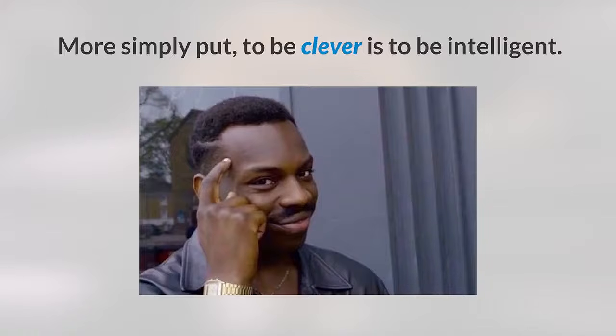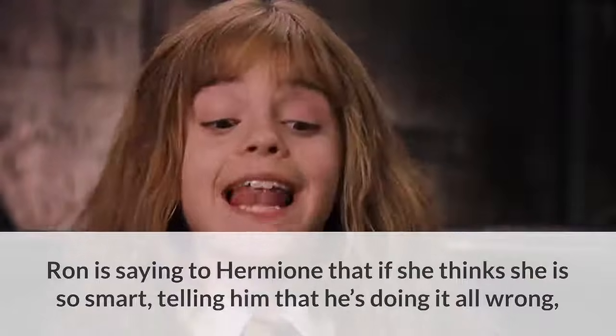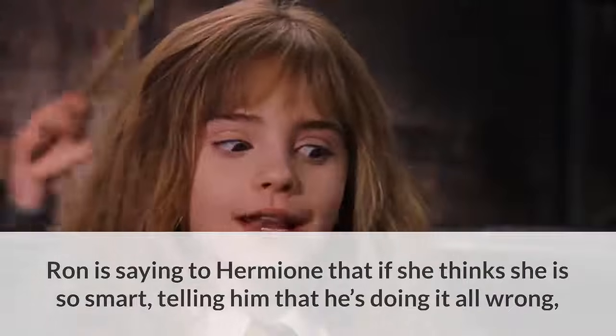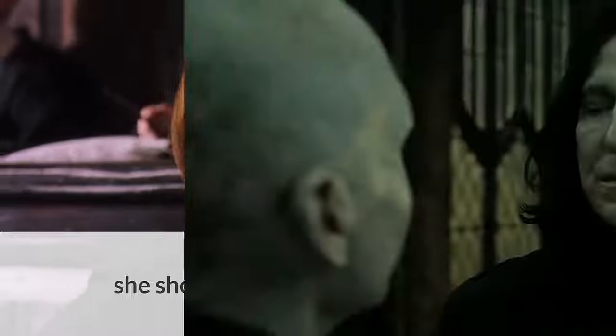To be clever is to have the ability to quickly understand, elaborate, or apply ideas. More simply put, to be clever is to be intelligent. Ron is saying to Hermione that if she thinks she is so smart, telling him that he is doing it all wrong, she should try doing the spell herself.